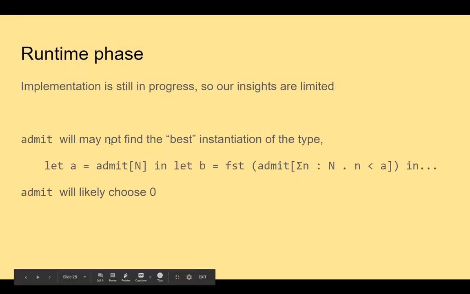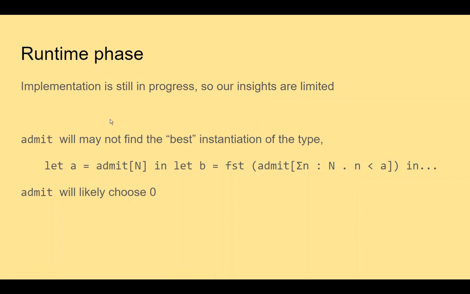So given all that work, we can hopefully run things. We would like to have more insight in how this works out, but since the implementation is still in progress, we can't say for sure that this is a good or bad way to actually run things, though we're a little bit afraid that admit will give users the wrong impression of behavior, because it won't choose the best instantiation of a type, it'll just choose an instantiation of the type.